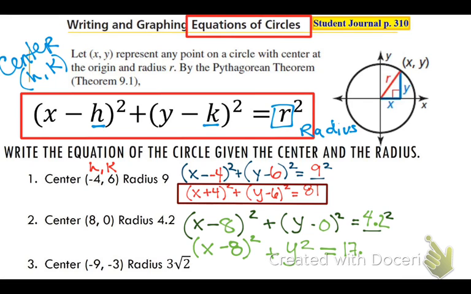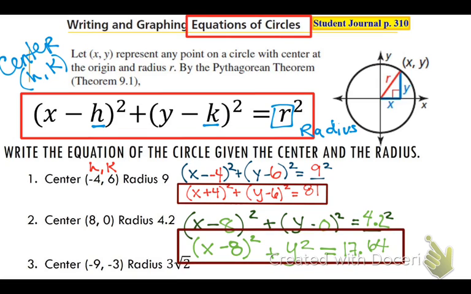What is 4.2 squared? 8.4. No, it's 17. It's, no. 16? 0.64, you said? 17.64. Okay. Because 4 times 4 is 16.